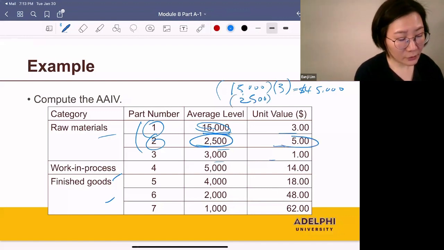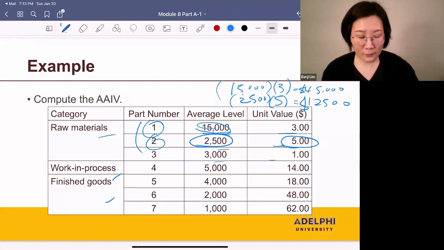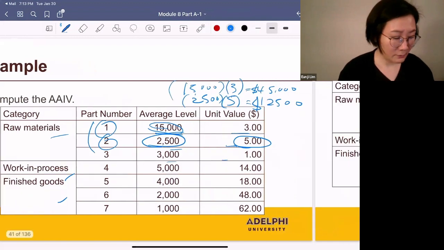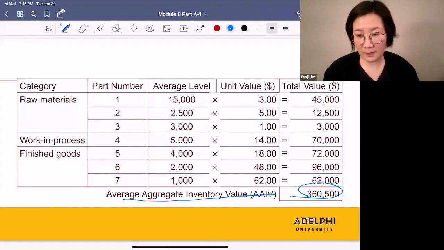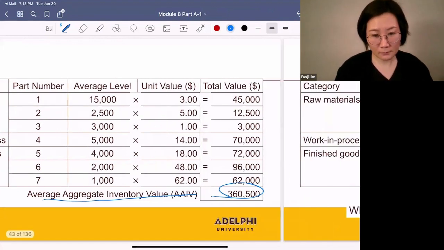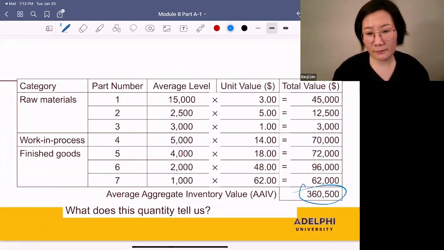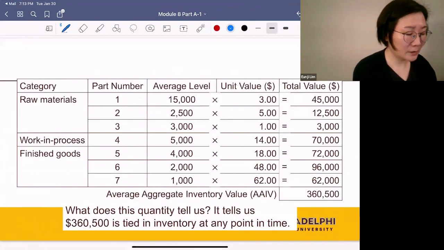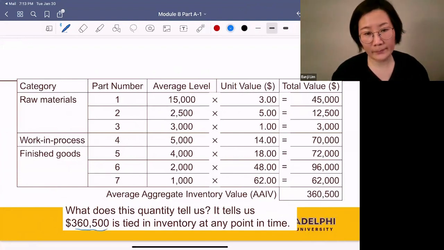2,500, and to build each unit, you spent $5. $12,500. Then you keep doing this for the rest of the items, and then you add them up. Then you get AAIV, which is $360,500. So what does this quantity tell us? This quantity tells us how much money is invested to build your inventory. It tells us $360,500 is tied in inventory at any point in time.